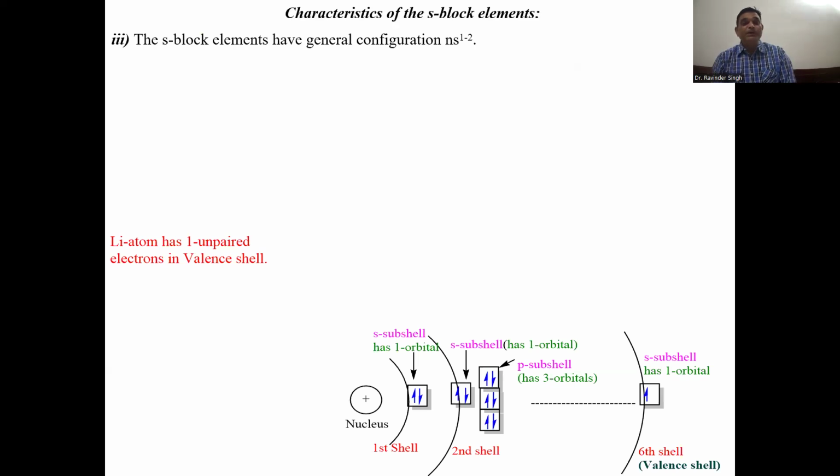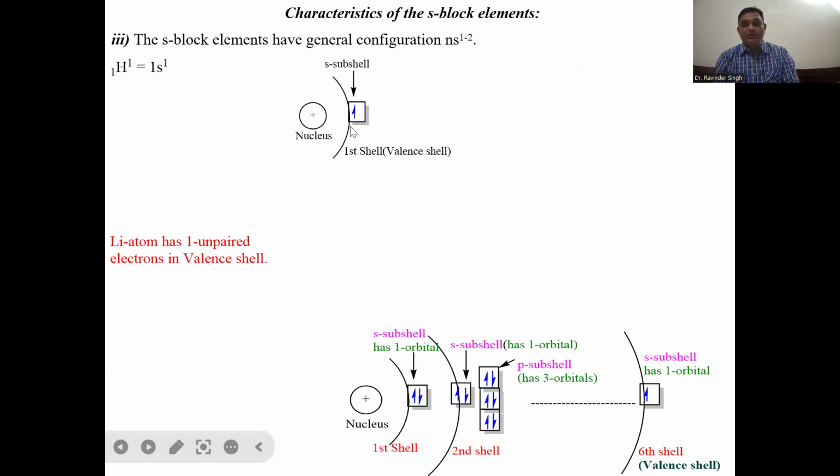Next property, that is about their configuration. You can see the general configuration of the element is ns1 to 2. Why ns1 to 2? Because in group number 1, the elements like hydrogen, 1s1, have only one electron in the valence s subshell. In lithium, atomic number 3, 1s2 2s1, in the last shell, whether that shell is the first, as in hydrogen, or the second, as in lithium, there is only one electron, present in the s subshell.